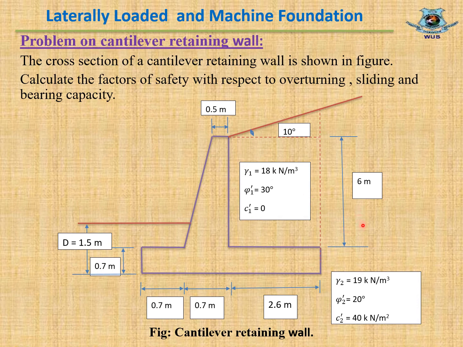Here, height of wall is 6 meter. Angle of internal friction of soil phi equal to 10 degree. These are the soil properties. The depth from soil to base D equal to 1.5 meter. These are the soil properties at bottom. Total base length equal to 4 meter.